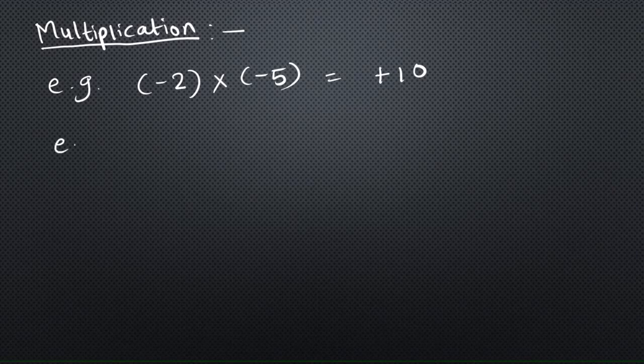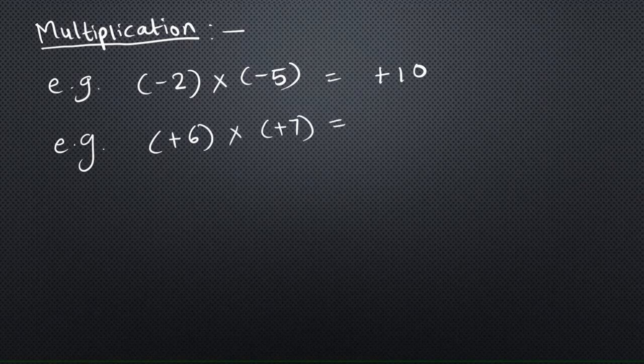Let's have another example. Plus 6 times plus 7. Here both numbers have the same sign, positive. So 6 times 7 is 42 and there will come a positive sign. Let's have another example.